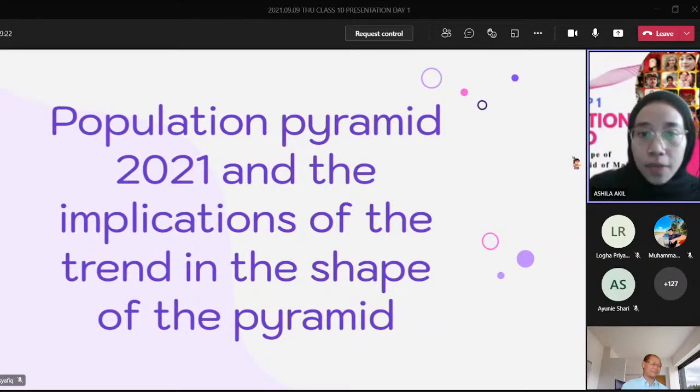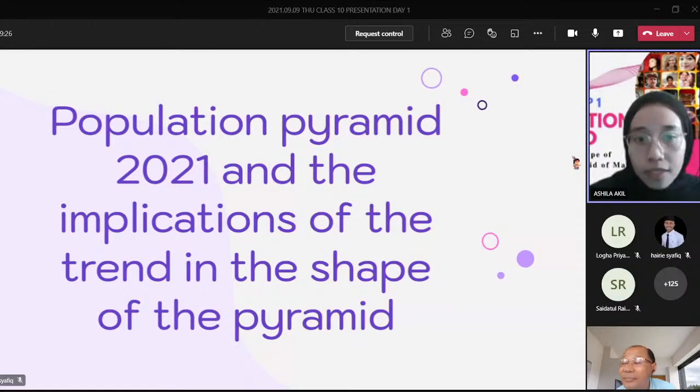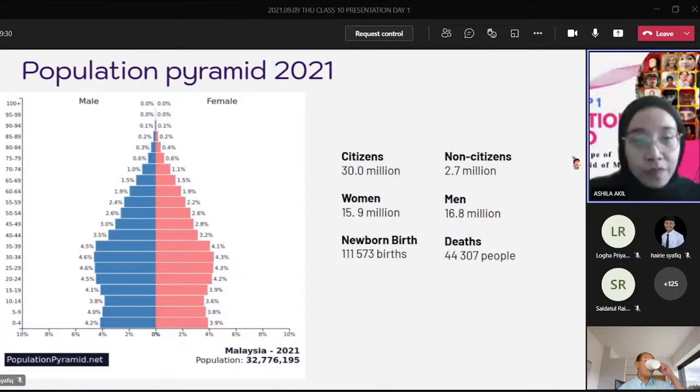Okay, I will explain about the population pyramid 2021 and the implications of the trend in the shape of the pyramid. Okay, next. The pyramid above shows the population pyramid of the year 2021.